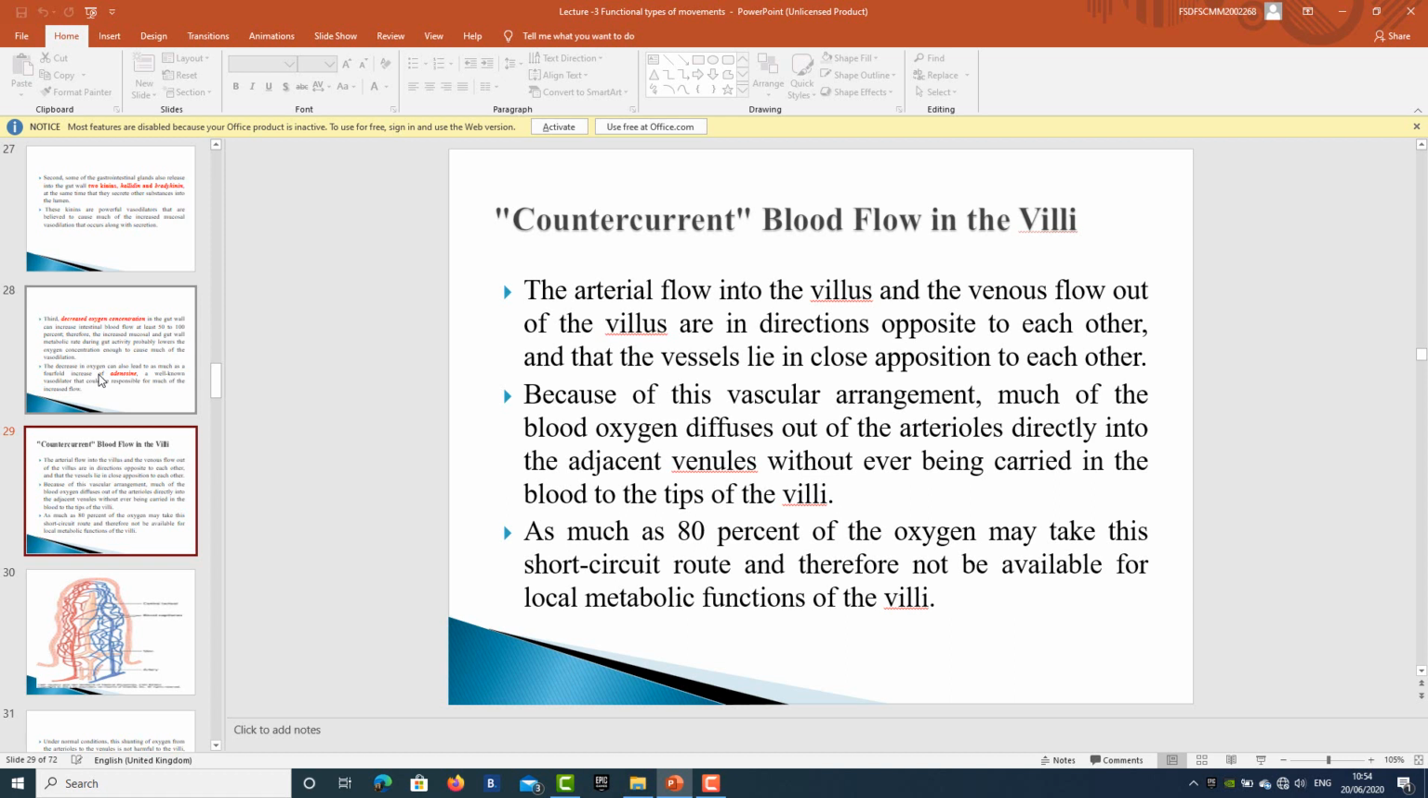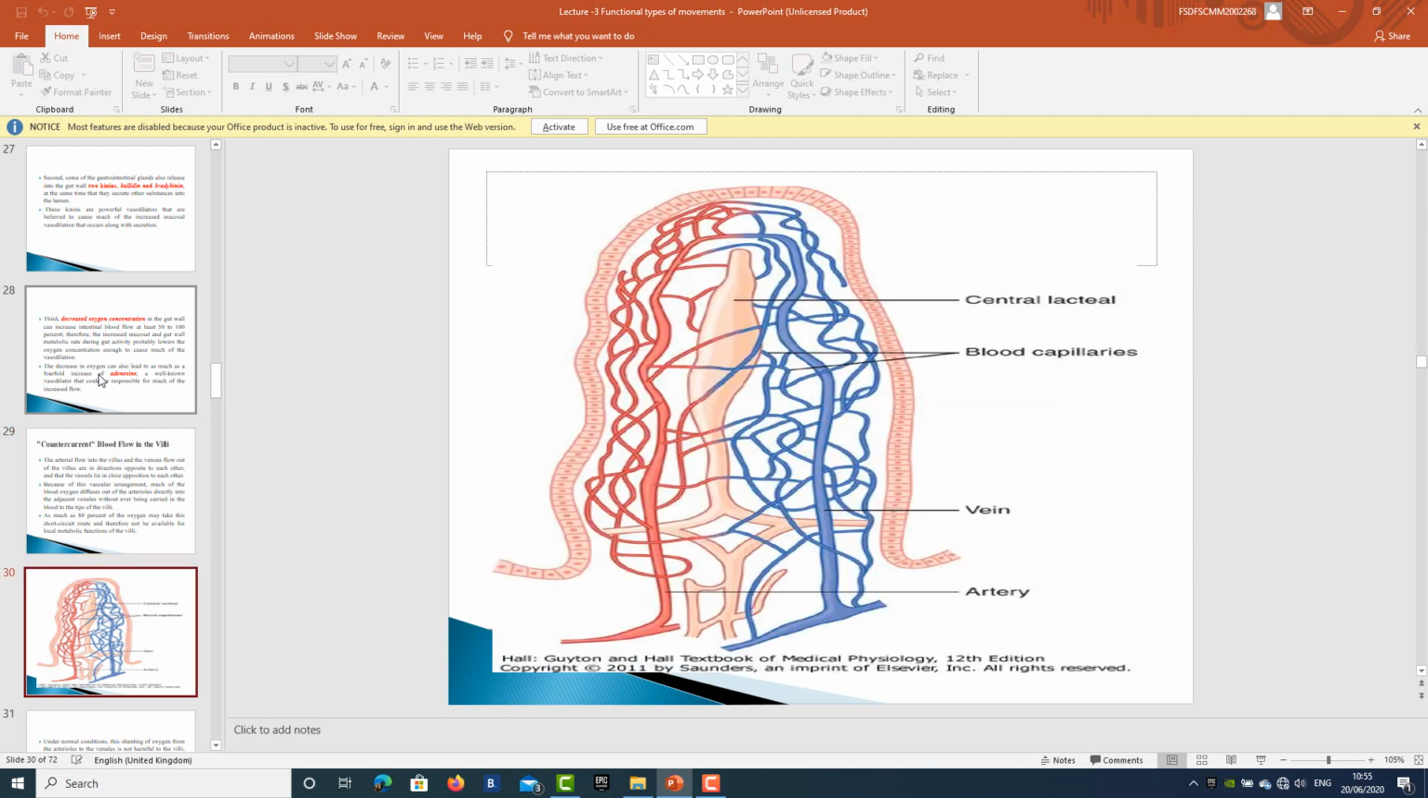Because of this vascular arrangement, much of the blood flow oxygen diffuses out of arterioles directly into the adjacent venules without ever being carried in the blood to the tips of the villi. As much as 80% of oxygen may take this short circuit route and therefore not be available for local metabolic functions of the villi. See the blood supply in the villus.